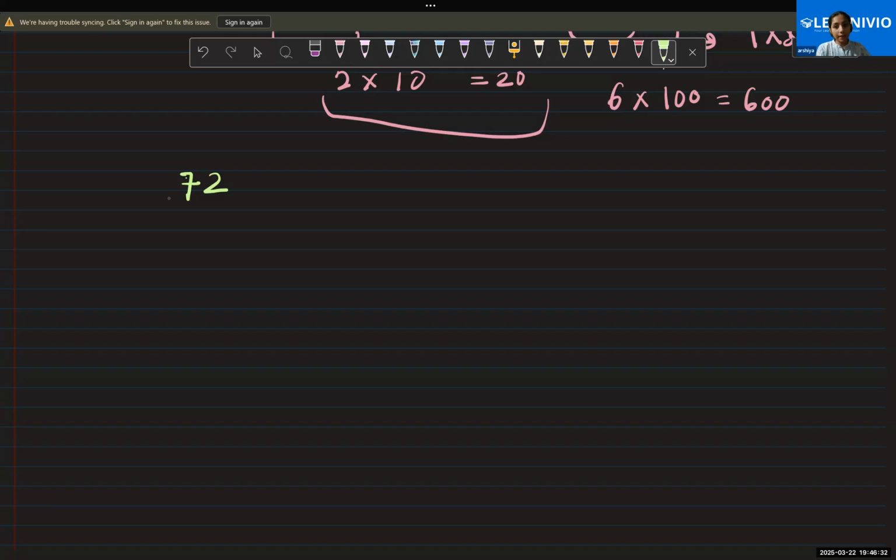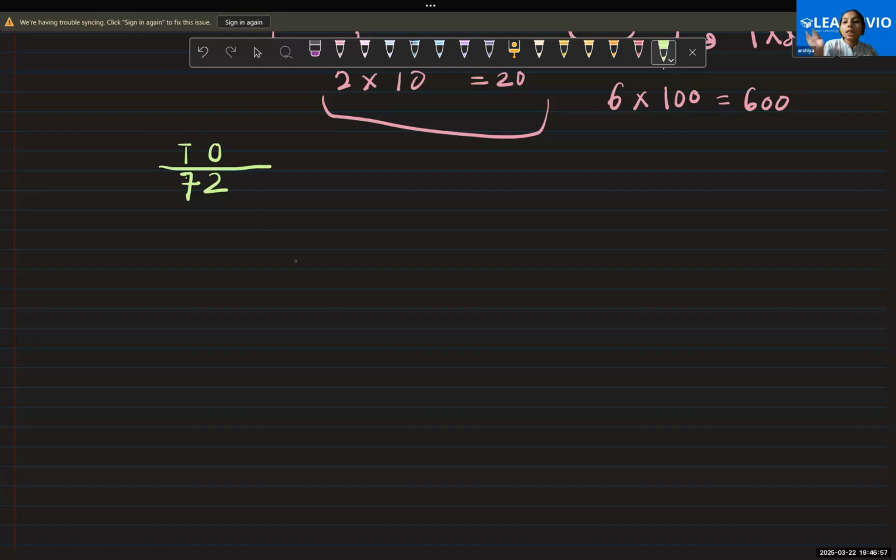Tens. Correct. Very good. Tens. And which one of them is in tens position? 7. Correct. So I'll write T above 7, because this is at tens place. What about 2? What is the place value of 2? Ones. Correct. So it's clear, right? Your answer is correct.